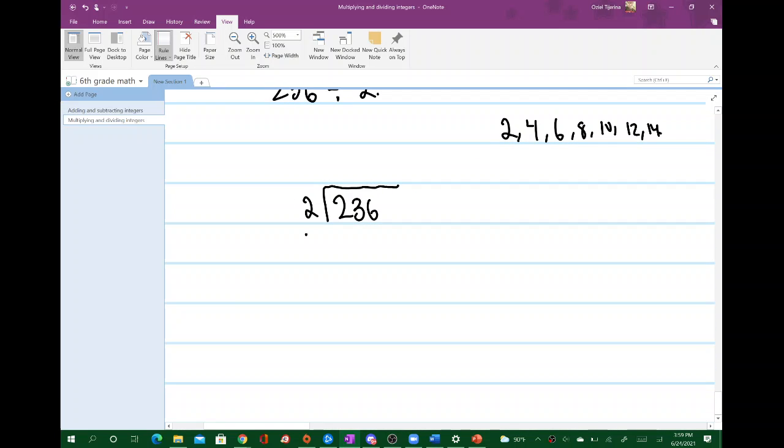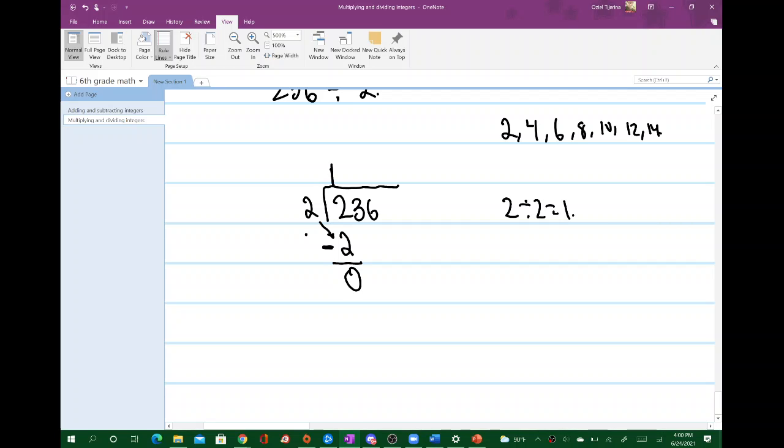So how many times does 2 go into 2? Well, we know that 2 divided by 2 is 1, right? So we're going to put a 1 here. And then 2 times 1 is 2, so we move it over here. And then we subtract. That is 0.